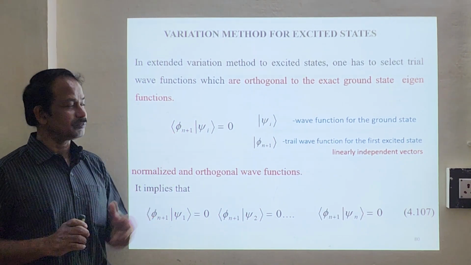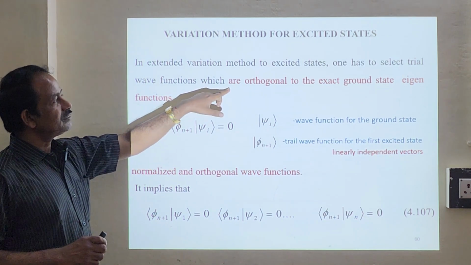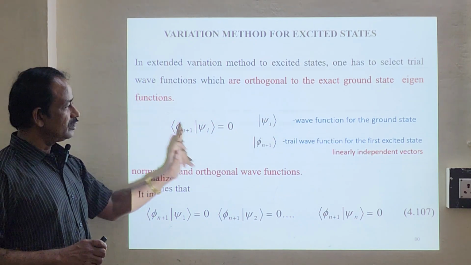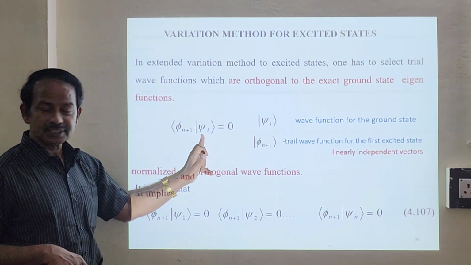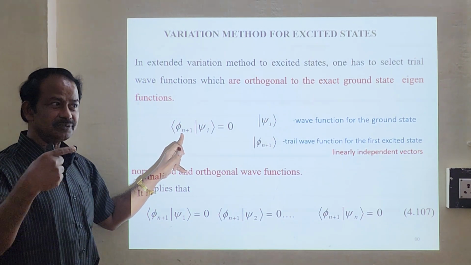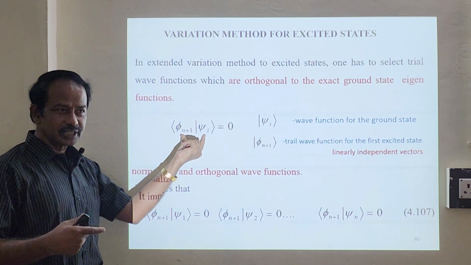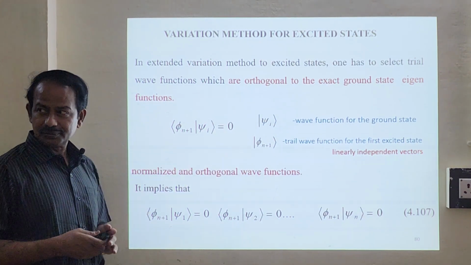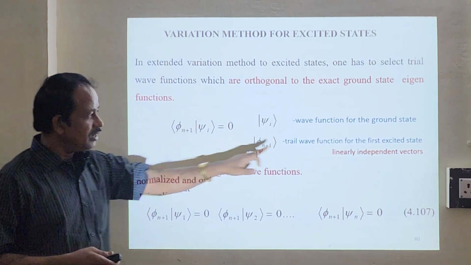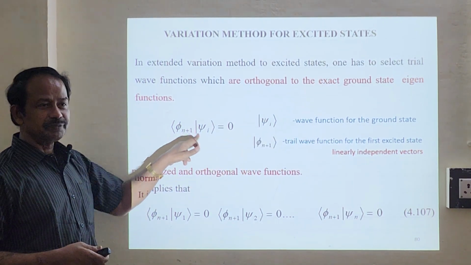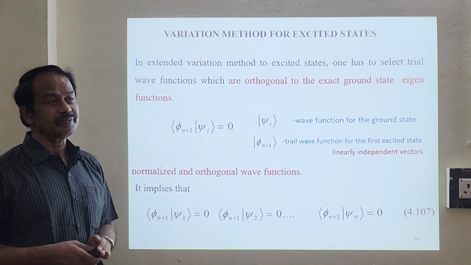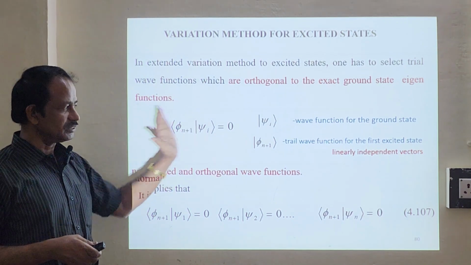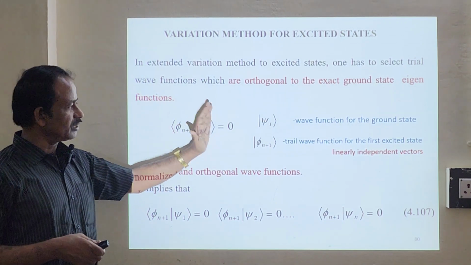Okay, very important one. As I said, the wave functions are orthogonal to the exact ground state eigenfunction. So psi a stands for the ground state wave function, phi n plus 1 stands for the first excited state wave function. These two wave functions should be orthogonal to each other. This is equal to 0. These conditions should be satisfied, and these two wave functions are linearly independent vectors. One vector cannot be written in terms of another vector.